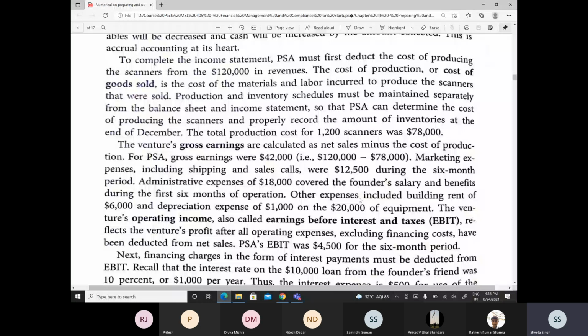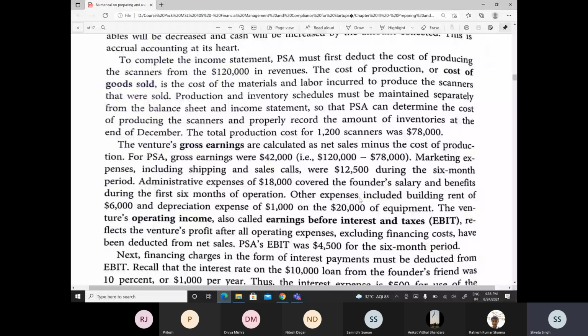Marketing expenses, including shipping and sales calls, were $12,500 during the 6-month period. Admin expenses of $18,000 covered the founder's salary and benefits during the first 6 months of operation. Other expenses included building rent of $6,000, and depreciation expense of $1,000 on the $20,000 of equipment.